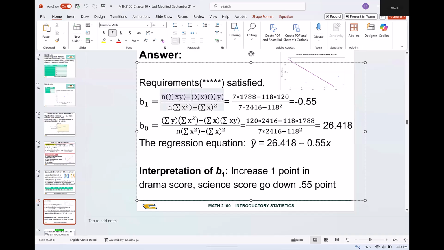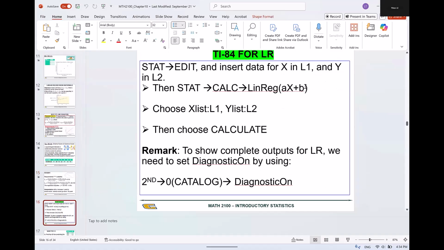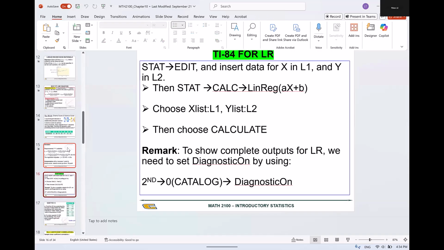So the calculation here is kind of tedious, okay? You have to be very careful. But there is good news. The good news is that you can use the linear regression function from your calculator. By following the steps, insert the x list in L1, y list in L2, and calculate. It should give you the equation you want, for example, this equation, right?